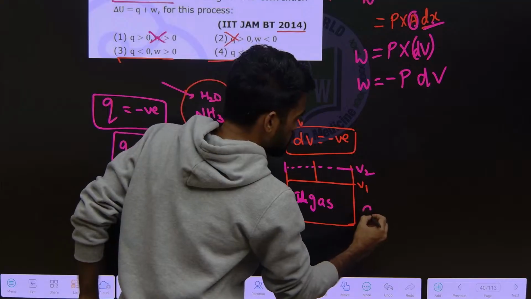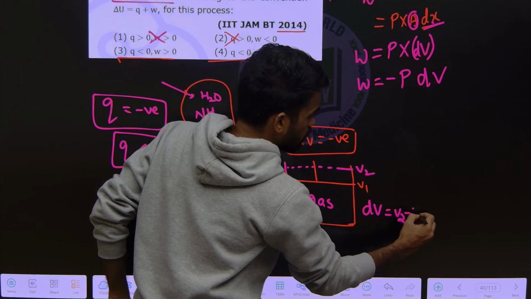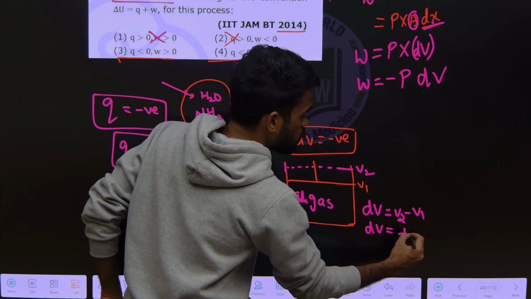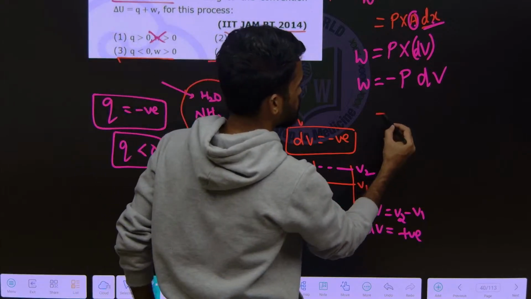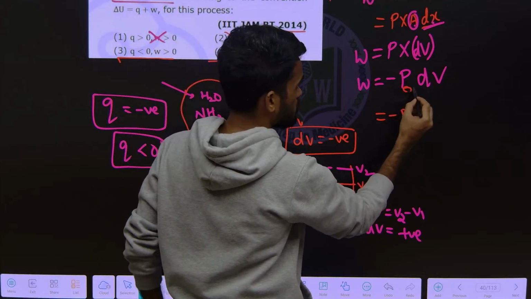If volume is expanding, the change in volume dV equals V2 minus V1. V2 is greater, so dV becomes positive here. Now if I take the pressure as constant, the external pressure is constant here.